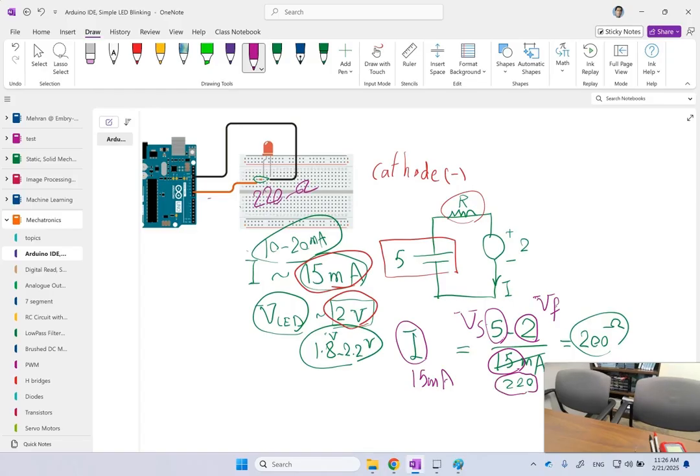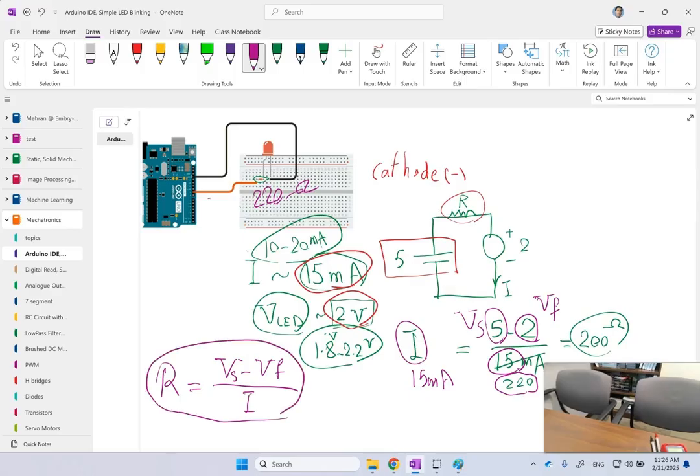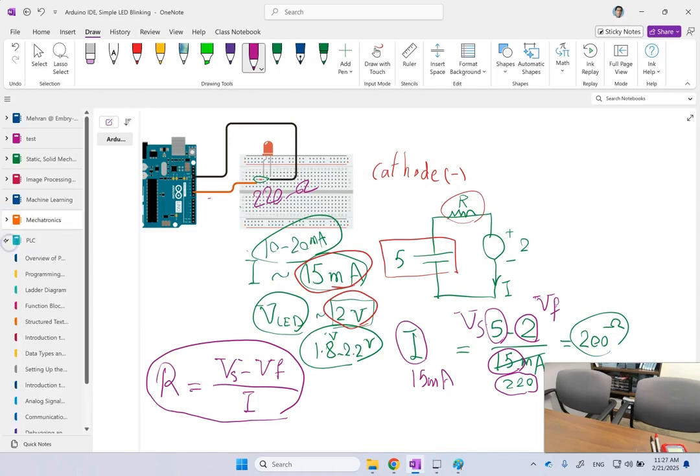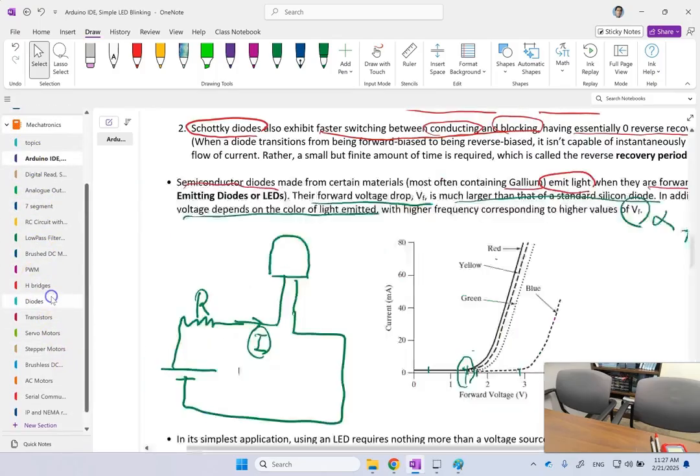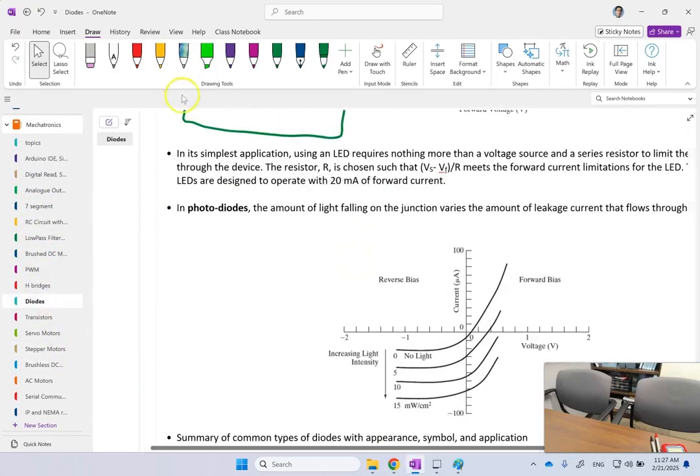So when you divide Vs minus Vf by this current, you see that the resistor that you needed was 220 ohms. So the resistor that you need is V of source minus Vf, divided by I of the diode in the forward direction. This is the I that is recommended for a typical LED. You can look at the manufacturer recommendations and find how much current is allowed to pass through your LED. So if I go back to my lecture here, keep that in mind.